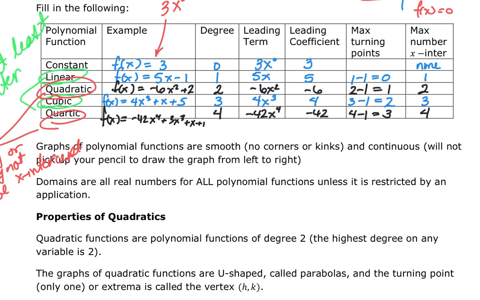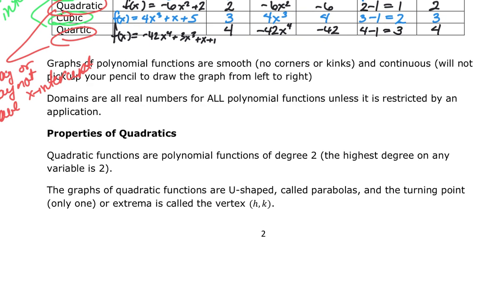Graphs of polynomials are always smooth. There's no kinks, there's no corners, they're continuous, which means that you can draw the graph from left to right or right to left without picking up your pencil. Domains are always all real numbers unless it's restricted by the application or by the story problem that's attached to that polynomial. So your domains are always going to go from negative infinity to infinity, or in interval notation, your variable, such that your variable belongs to the real numbers. So set builder or interval notation.